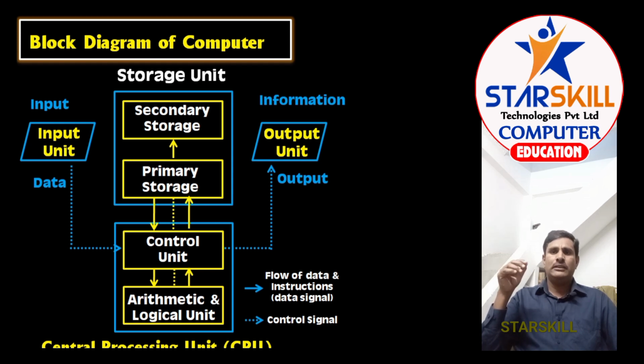So again, you understand that the control unit is the brain of the computer. This is the whole process. You understand this, so this is the background of the computer.